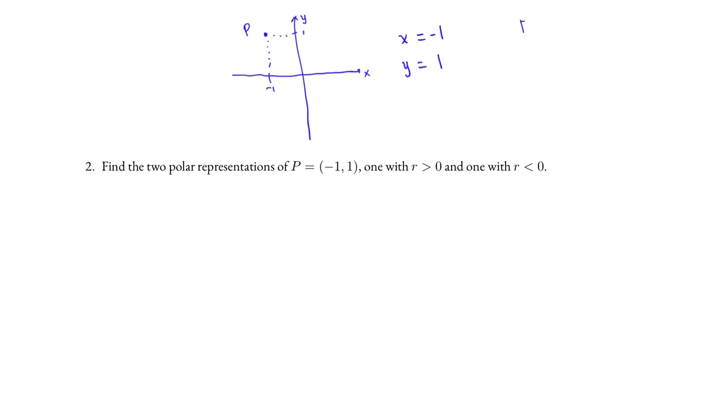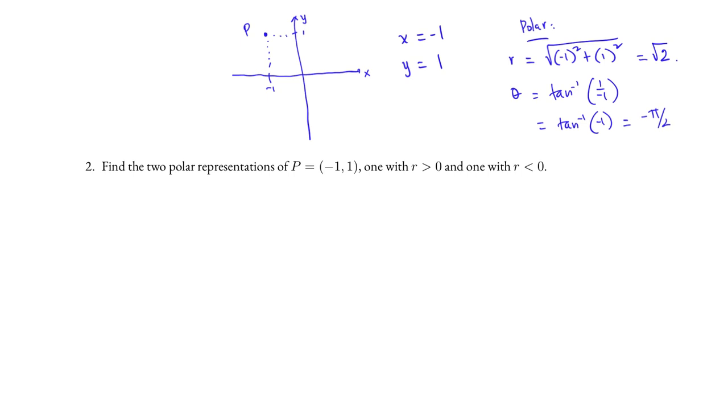In polar coordinates, the radial coordinate r is the square root of x squared plus y squared, which is the square root of 2. The angular coordinate is tangent inverse of y over x, which is tangent inverse of -1, or -pi/4. Keep in mind that this point is in the second quadrant, where -pi/4 is in the fourth quadrant.